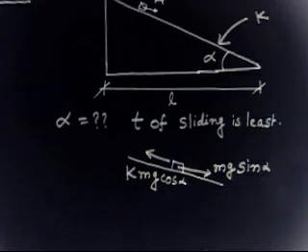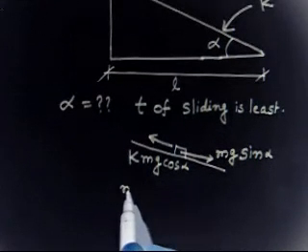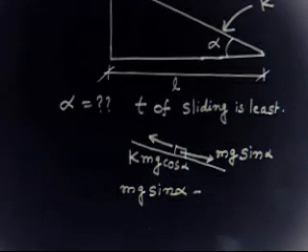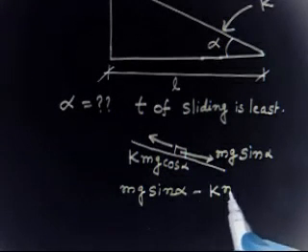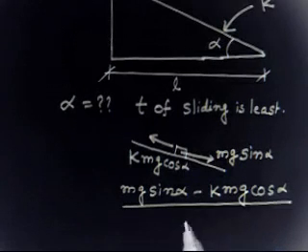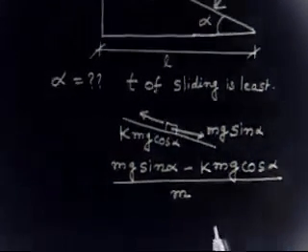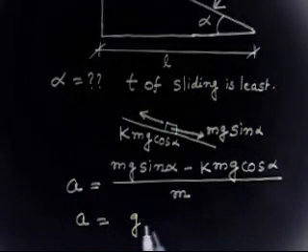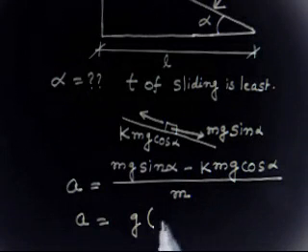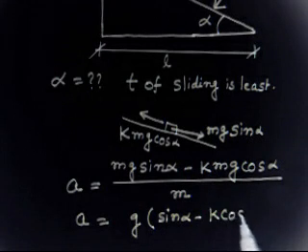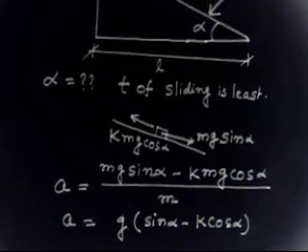So what is the acceleration in the downward direction? The acceleration will be mg sin alpha minus K times mg cos alpha, divided by mass. That will give you the acceleration for the block. So now you know the acceleration is g sin alpha. Let us take g common, so we will have g times sin alpha minus k cos alpha. So this is the acceleration.